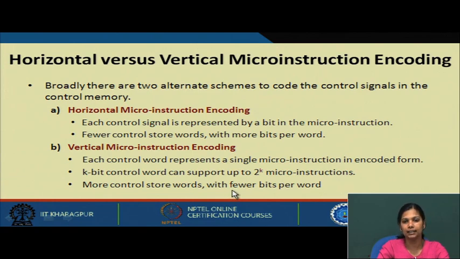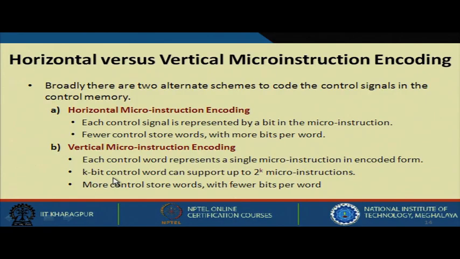What do we mean by this? Let us say we have a total of 100 control signals. In case of horizontal control unit design, we require 100 bits for one control word. But in this case, we require only 7 bits. At a time only one control signal can get activated, because we are encoding using just 7 bits, not 100 bits per word. Earlier for horizontal it was 100 bits, but for this we only require 7 bits. So, a k bit control word can support up to 2 to the power k micro operations. If we have 100, then only 7 bits will suffice.